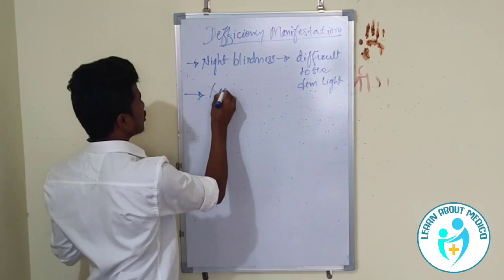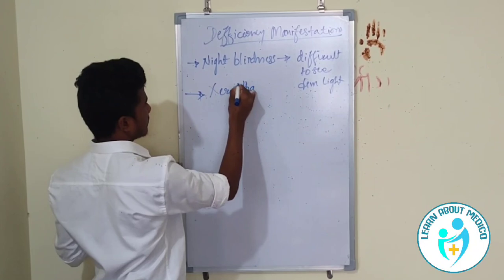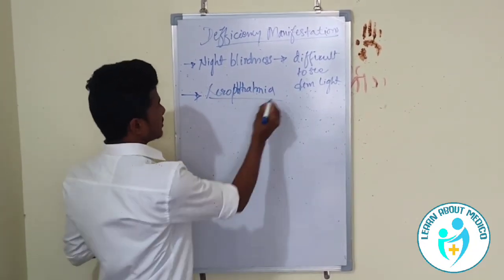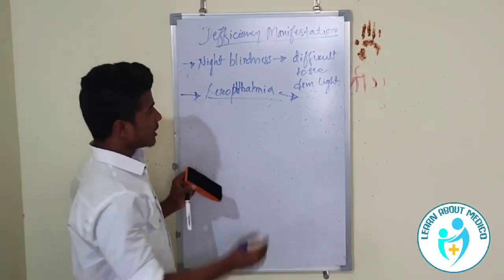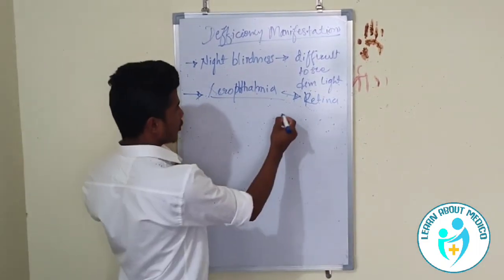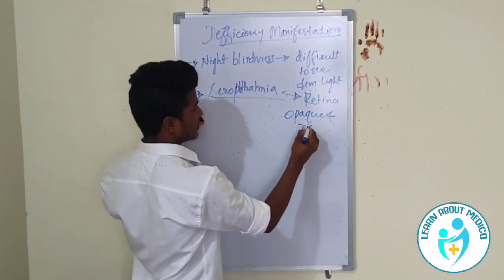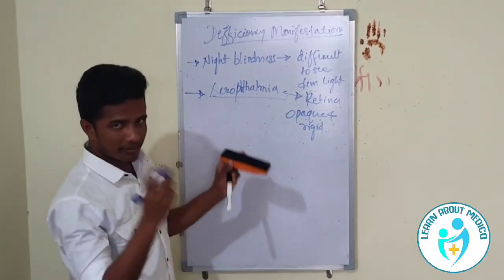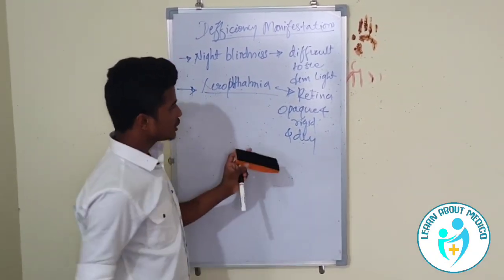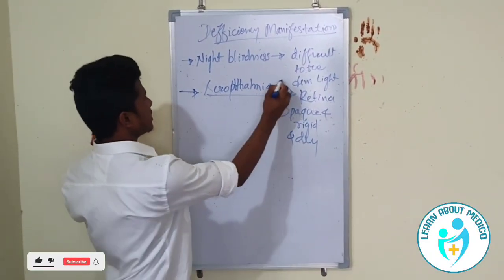The next one is xerophthalmia. In xerophthalmia, the eye becomes opaque and rigid, and it becomes dry. This condition, where it becomes opaque, rigid and dry, is called xerophthalmia.